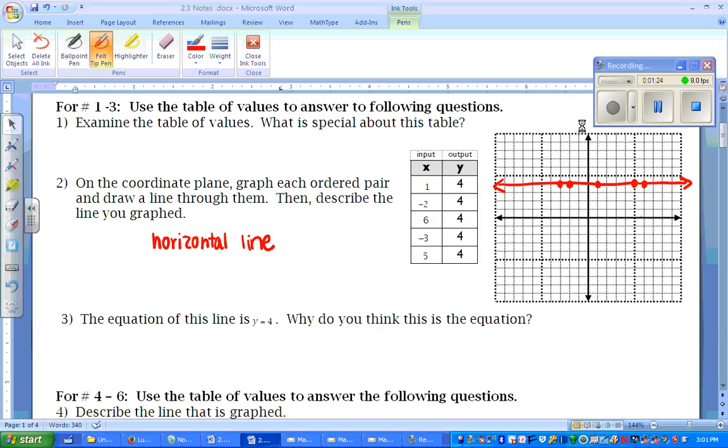If you remember, at the beginning, the very first day, we labeled the y-axis and we labeled the x-axis. A horizontal line will always pass directly through the y-axis, as you can see. And for this reason, because it crosses over the y-axis, our equation is y equals 4. Now, not only does it cross over the y-axis at 4, but every single y value on this line should be equal to 4.